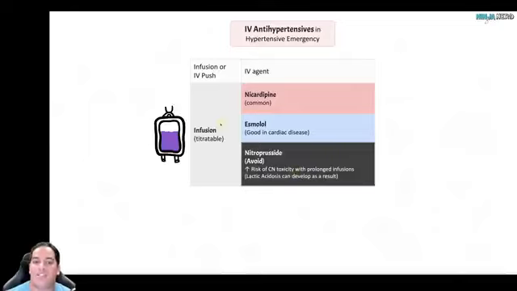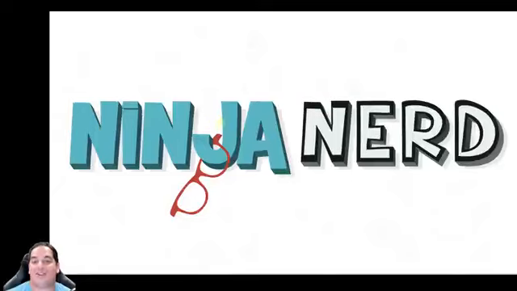If the blood pressure does not need to be closely titrated, we can do IV pushes. And so we can give things like hydralazine or labetalol. So that would cover hypertension in this lecture.